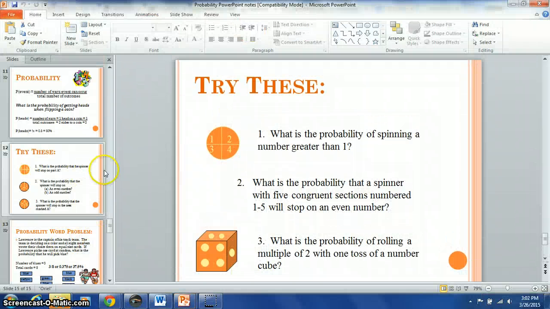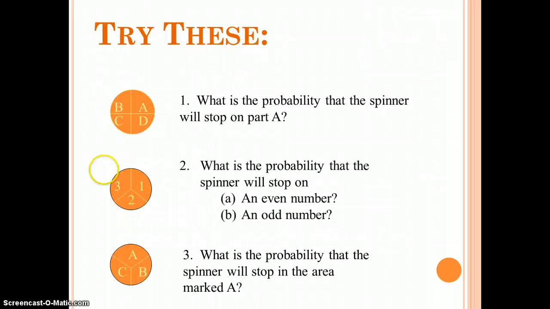Where's the button? I don't see it on here. Okay, let's just go back through. Sorry, you're going to hear a bunch of... All right, so here we are again on these. So now we're going to find the probability of these things together.